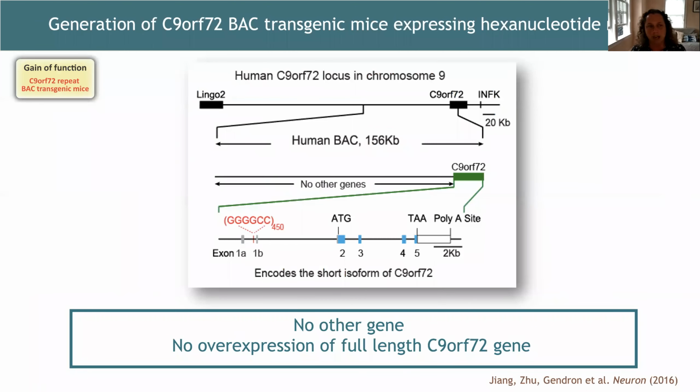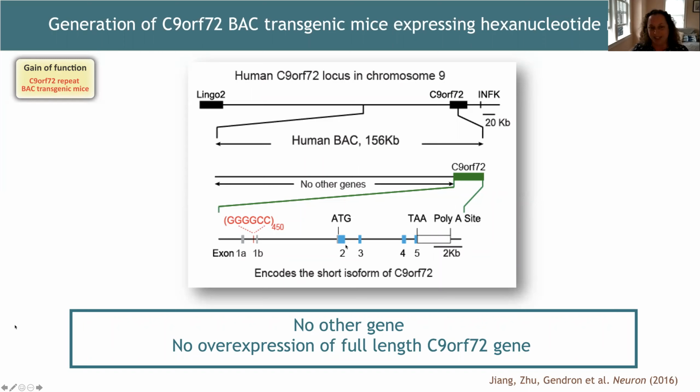As I said, in parallel, we had generated BAC transgenic mice. We used a human BAC that does express 450 repeats. There's a few specificities. First of all, the C9 gene is truncated, so we do not overexpress full-length C9, which we thought was a good thing. We don't know if it's toxic to overexpress. And there are no other genes in this BAC.